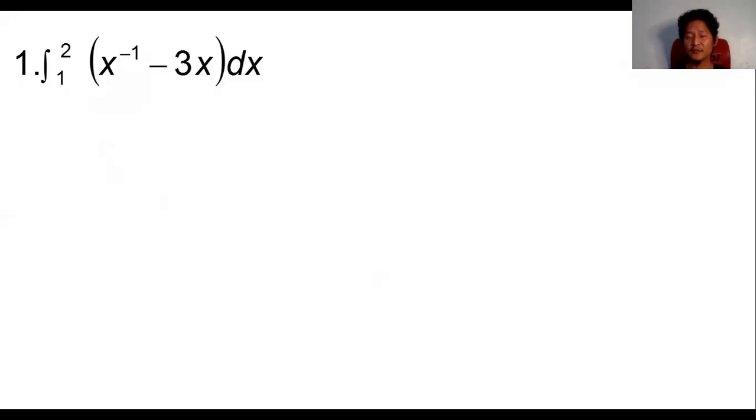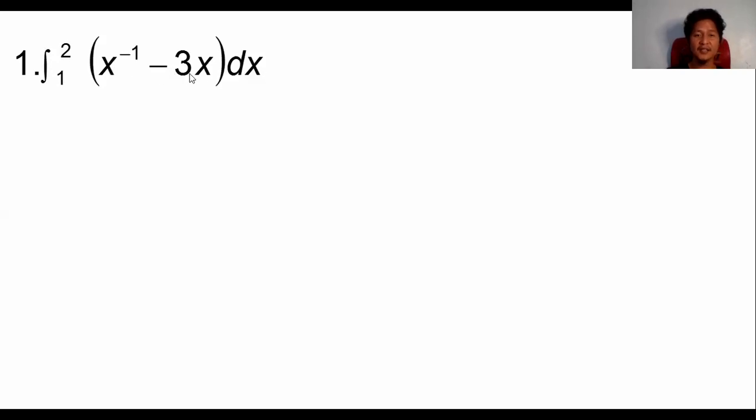John Paul, what do you think? Yung x to the -1, ano yung integral ng x to the -1 ulit? Anyone? Ano yung integral ng x to -1? Di ba? It's the ln of x or the absolute value of x. So, magiging integral nitong unang x to the -1 is just ln of the absolute value of x.